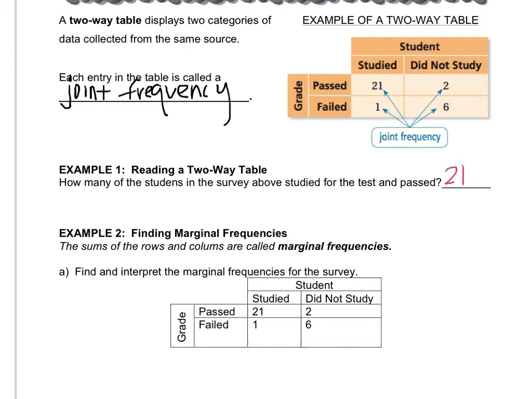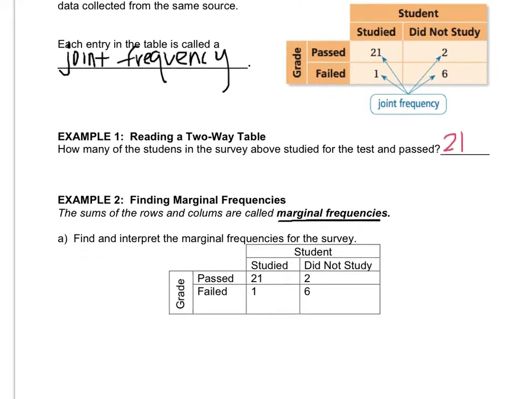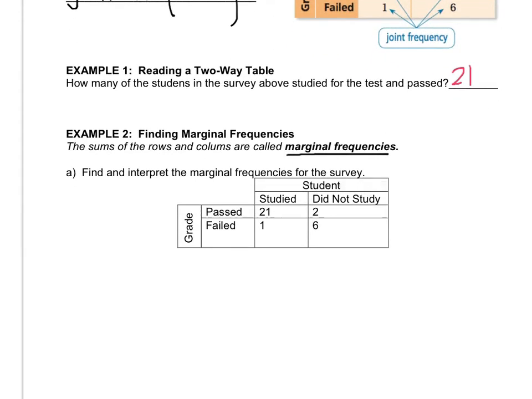There's another thing, and it's called marginal frequencies. And that's when you add the rows and columns to get a total. So if I asked you how many people passed the test, you wouldn't say, well, 21 studied and 2 didn't. You'd say 23 people passed the test. How many people failed the test? 7 people. So then you add those up and you would get 30. And I could also ask you how many people studied, and you'd say 22.